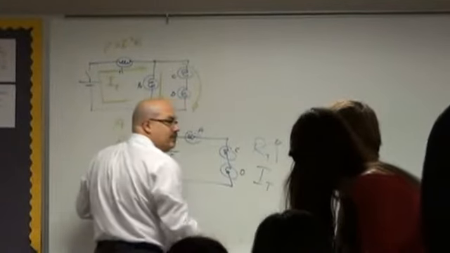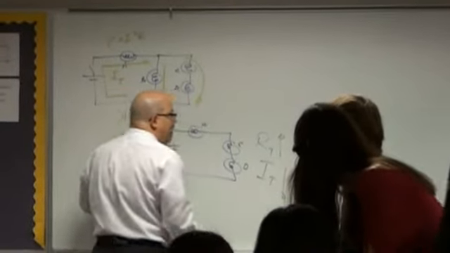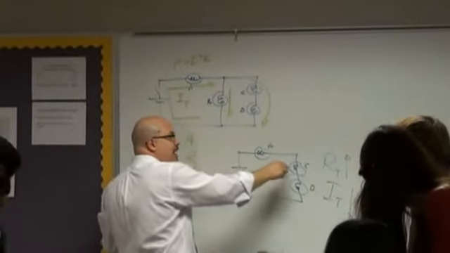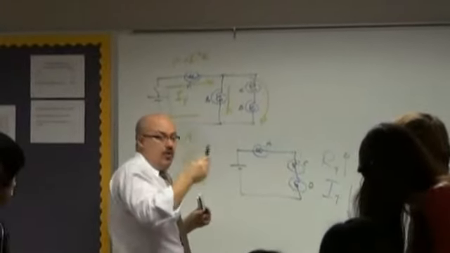Therefore, the total current of the circuit should go down. Therefore, what happens to this brightness? It goes down. This brightness goes down, these two brightnesses should go up. All right, let's try it. You ready?